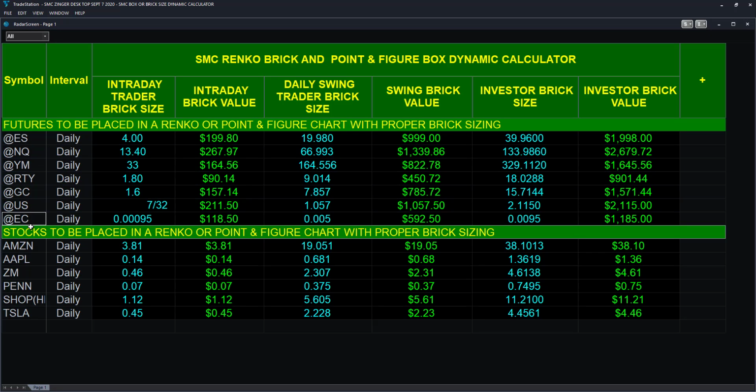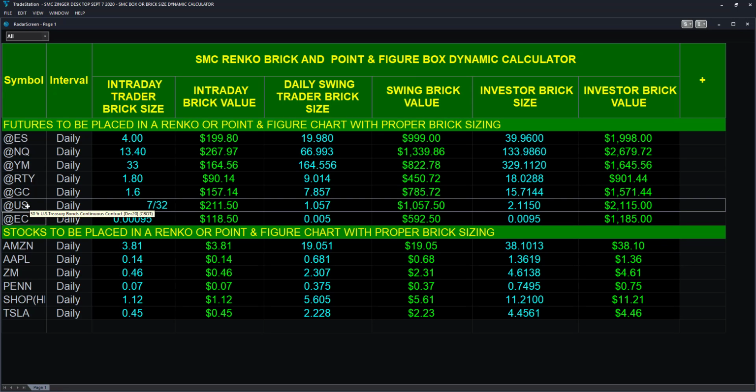Let's pick something. Well, Bagger, what about when it's fractional, like the euro or even the U.S. Treasury? Here's the U.S. Treasury intraday. It's 7/30 seconds. Here it's 1.057 and 2.115. Now you can round these off to your increment size, certainly. But here is the EC, the euro. It gives you the fraction, and it's a fractional size, but it also tells you the brick size.